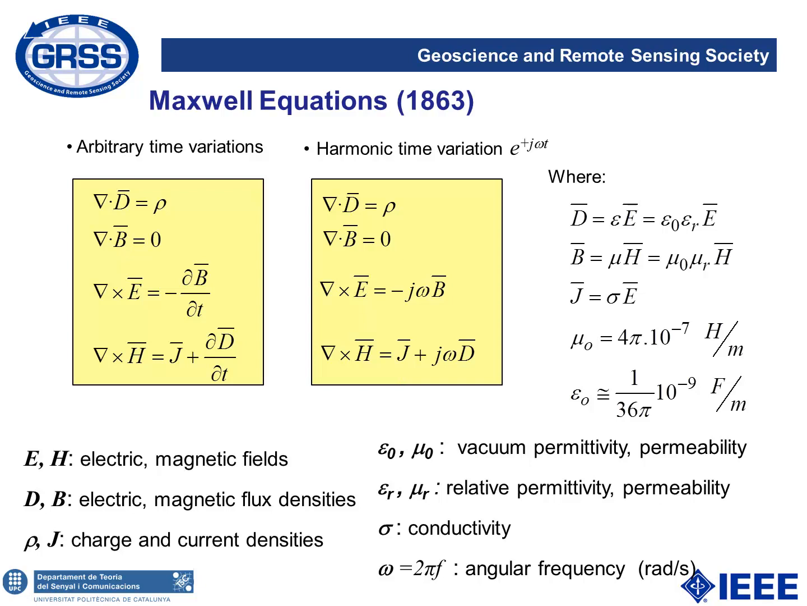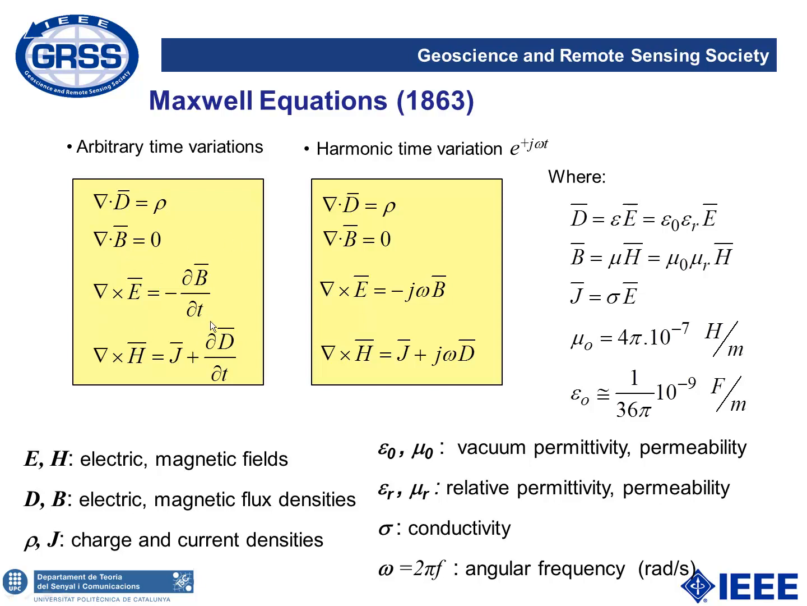This is very important in practice because many of the signals we actually use in remote sensing, particularly active remote sensing, are harmonic variations of the fields. And this is normally expressed in this exponential term e to the j omega t, where omega is the pulsation or angular frequency expressed in radians per second.